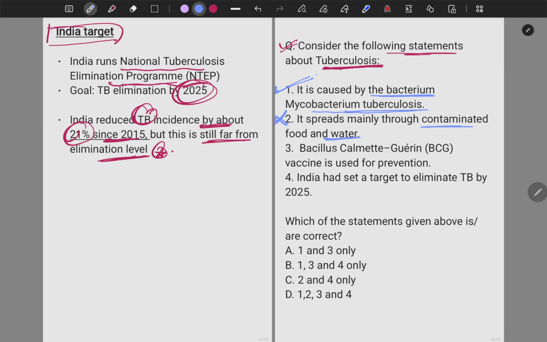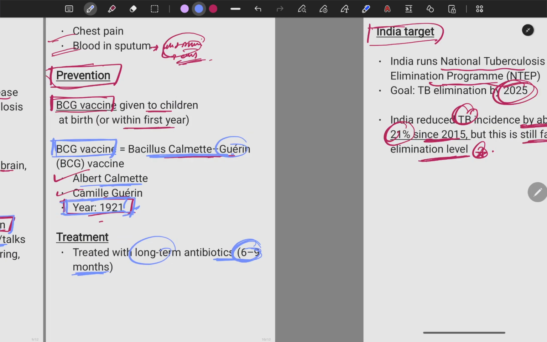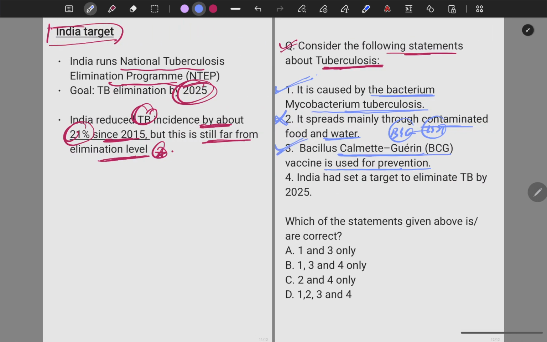The third statement says Bacillus Calmette and Guerin vaccine is used for prevention. Yes, we just saw the BCG vaccine. This was developed in 1921 by the two scientists Albert Calmette and Camille Guerin. This statement is correct. The fourth statement says India has set a target to eliminate TB by 2025. Yes, this statement is factually correct, but India has not yet achieved this target. This statement is correct. Which of the statements given above are correct? The correct statements are 1, 3 and 4 only.